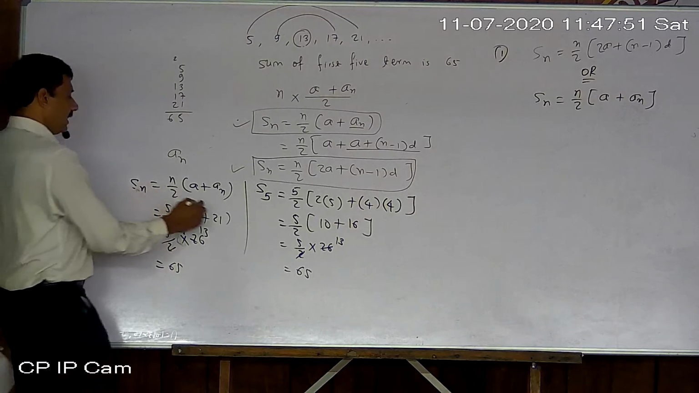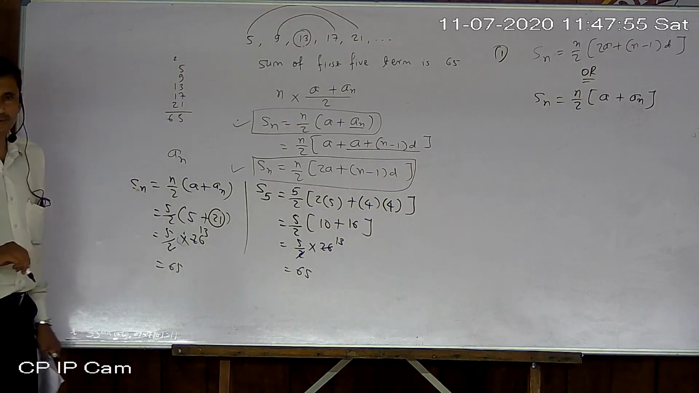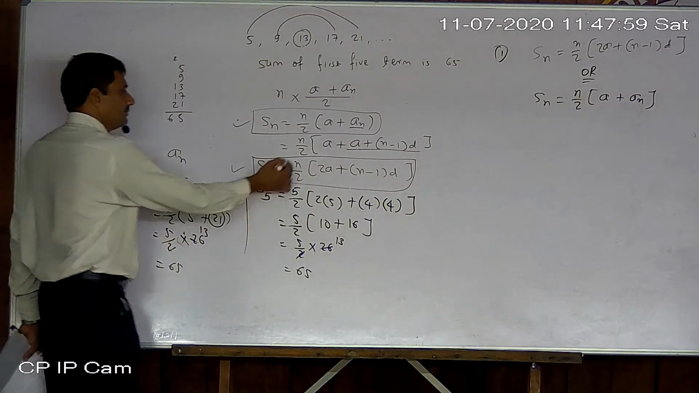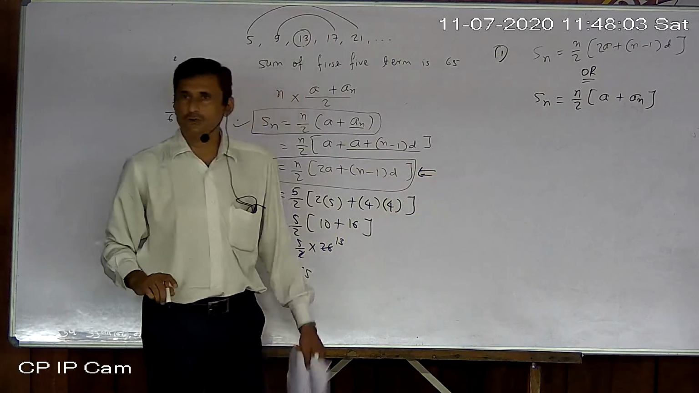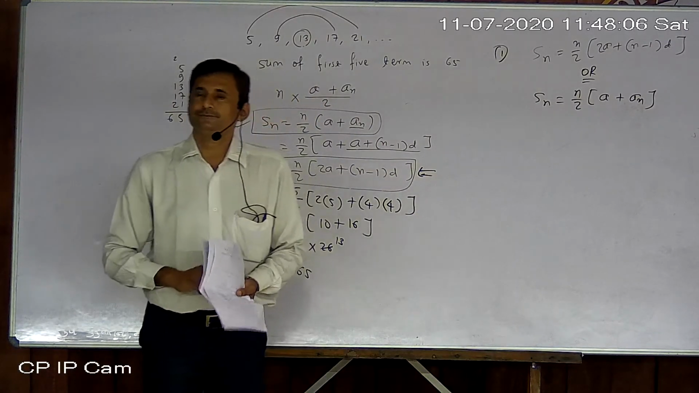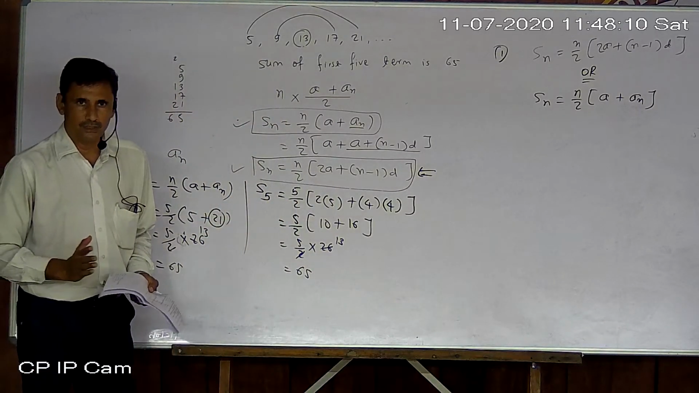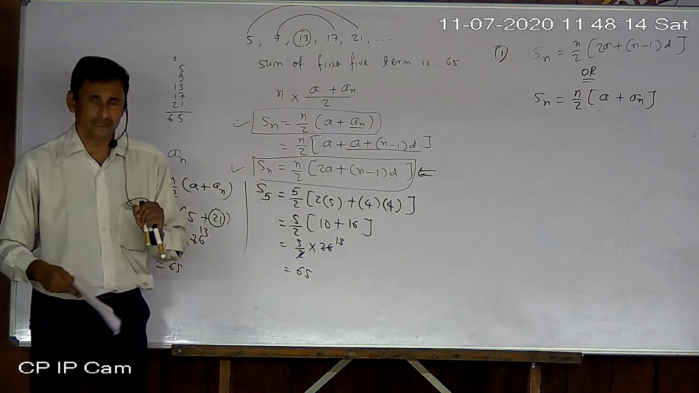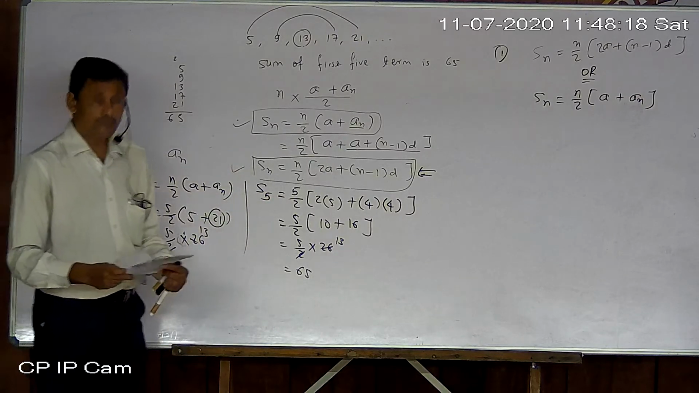But I know the last term is 21, that's why I used this one. Otherwise, every time I can use the first one. Now we go to Exercise 5.3. In the first one, very simply, only this formula, how to use it. The bracket is given there. Look at that, 5.3.